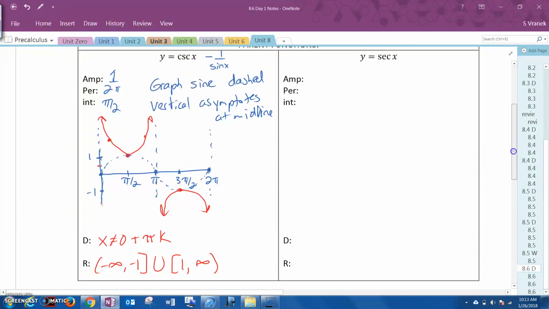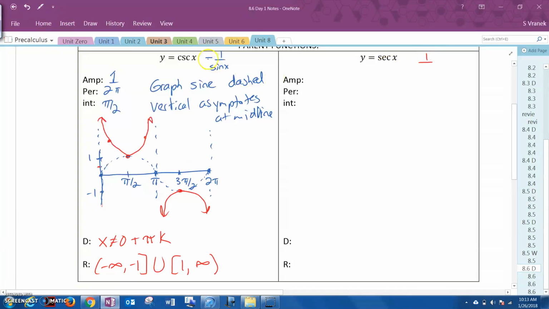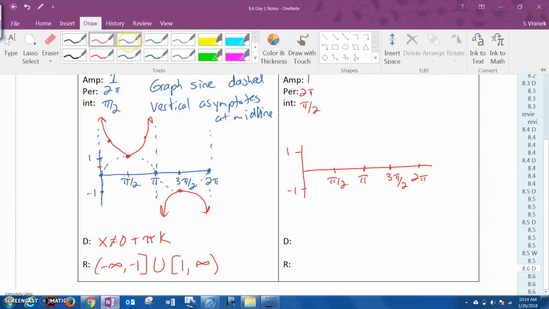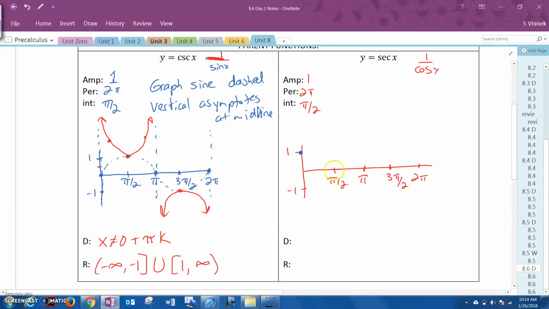So let's look at the secant graph now, which is the reciprocal of, this should just say 1 over cosine, not negative. Again, 1, 2 pi, pi over 2 for the interval. Same thing, graph cosine with dashed lines. So it's the same principle we just did with the last one. 1, -1, pi over 2, pi, 3 pi over 2. Because these don't have phase shifts or anything, so this is the standard graph. Draw the cosine curve. So cosine starts at the top, then middle, then bottom, then middle, then top. Do dashed lines.